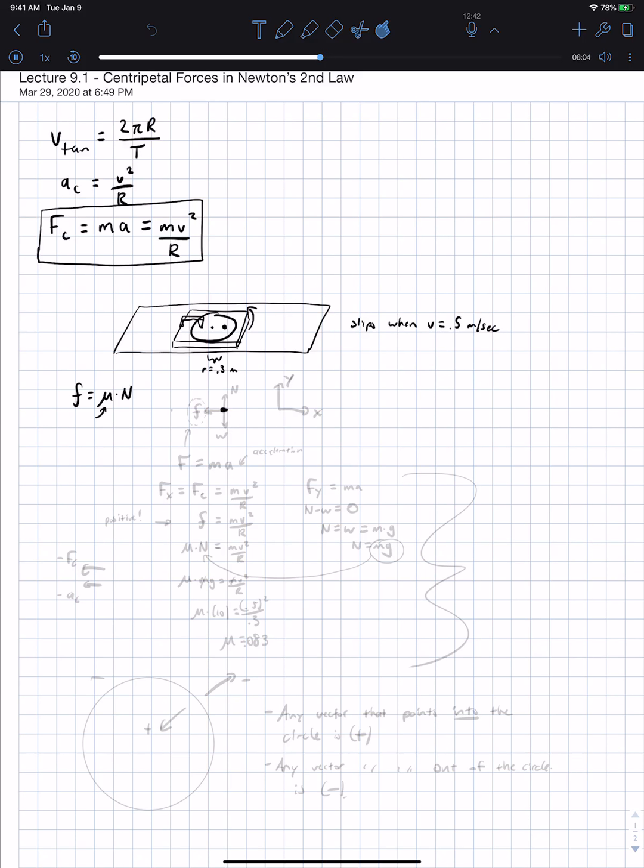I'm going to draw a free body diagram of that coin. This is the x direction. This is the y direction upwards.